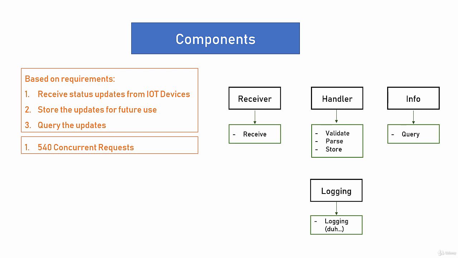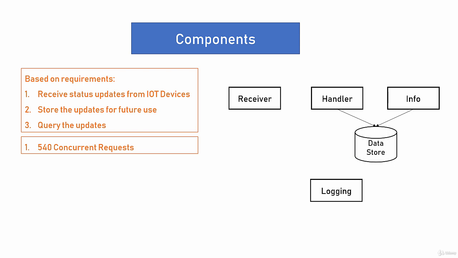Okay, so we have the components of the application. One last thing. Obviously, the status updates should be saved somewhere. We need some kind of data store where the handler will save the parsed updates and the info will be able to query from. So, let's add a data store shared between those services. Okay, great. Next, let's talk about the messaging between them.